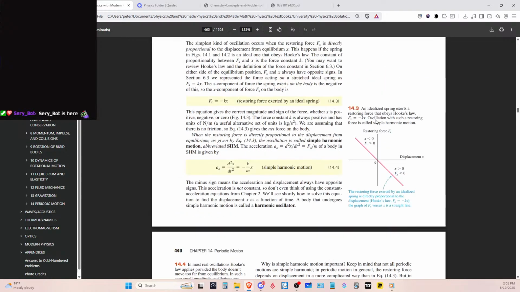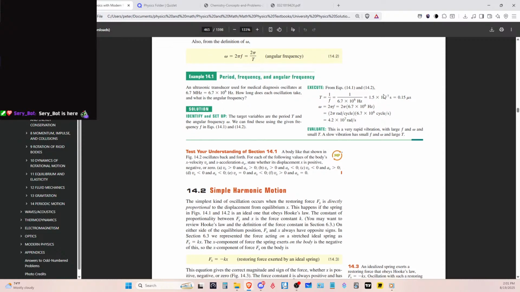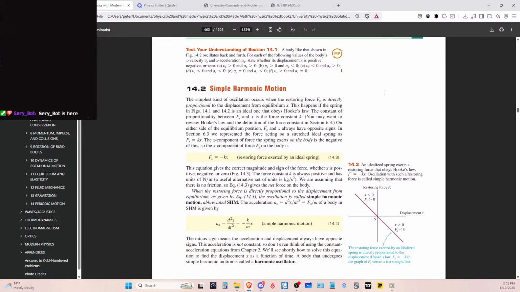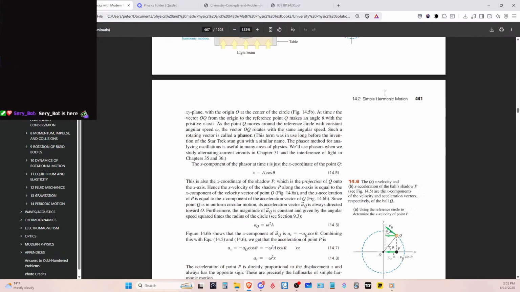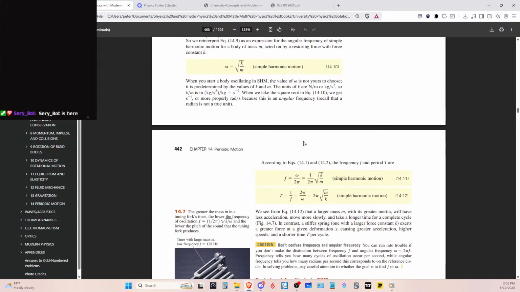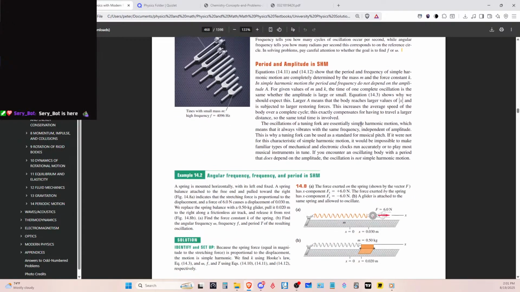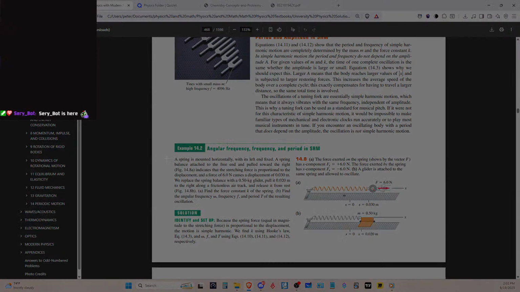Anyway, I did start reading this chapter a little bit this morning. I did this example problem this morning, so I won't do that again. I was reading a bit about simple harmonic motion. So we have a couple equations here. So I thought maybe we can just do a problem here. So let's just do this example problem.